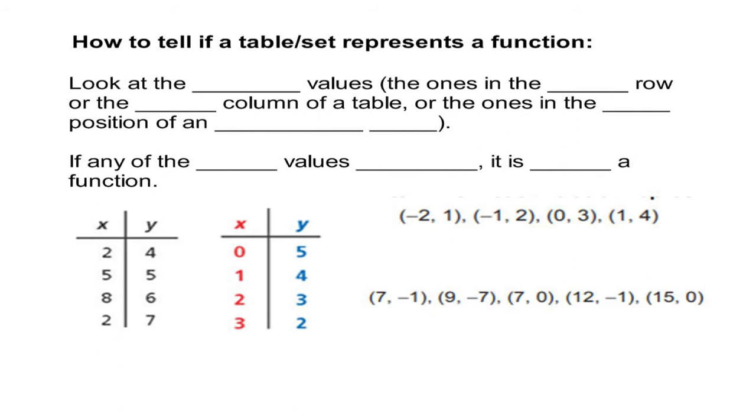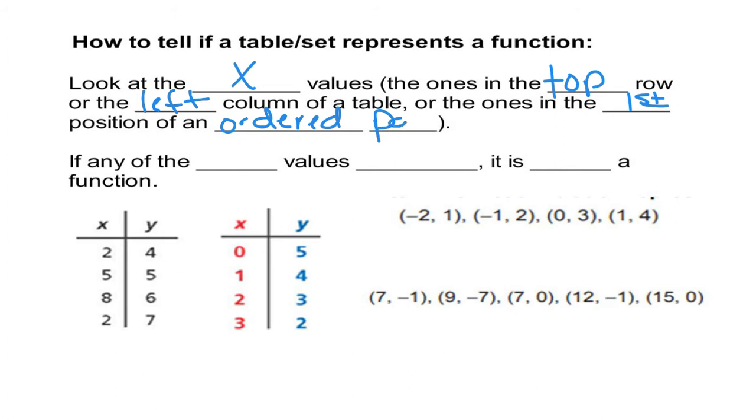All right, now let's look at how to see if a set or a table is a function. So when we look at that, we're going to look at the x values only, because those are your input values. And remember, your x's are the ones in the top row or in the left column of your table, or if you're looking at an ordered pair, the one in the first position in an ordered pair.